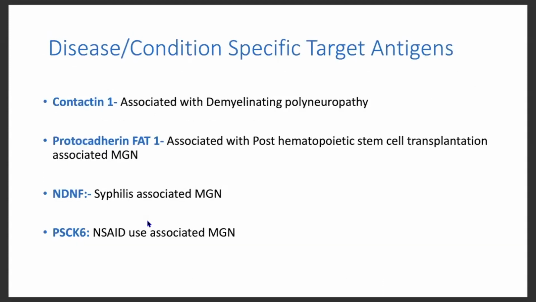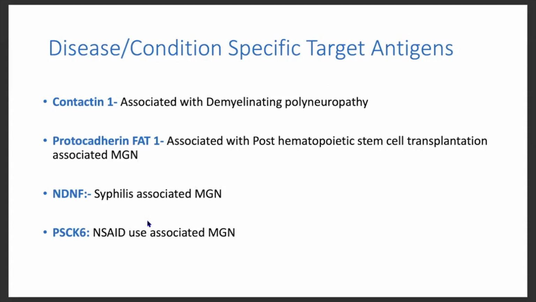So, as I've told, a good recap here: now we have disease-specific target antigens. Contactin is associated with demyelinating polyneuropathy. Protocadherin FAT1 is very commonly associated with post-hematopoietic stem cell transplantation MGN. As we are doing more bone marrow transplants now, we are also identifying a good number of cases of post-stem cell transplantation membranous GN. And a good number of these membranous GNs are actually protocadherin FAT1 associated membranous GN.